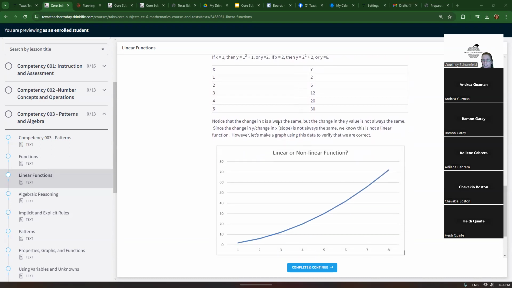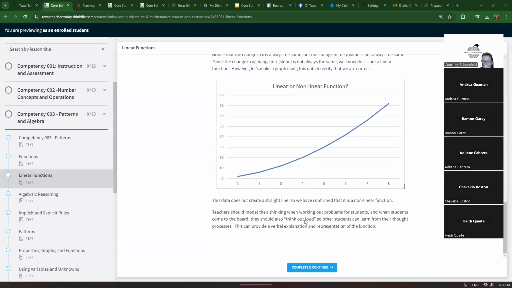Notice that the change in x is always the same, but the change in y is not always the same. Since the slope is not always the same, this is not a linear function. See how it kind of curves up? It's not a straight line, right? So that's not a linear function.